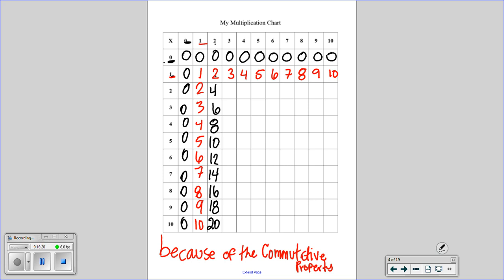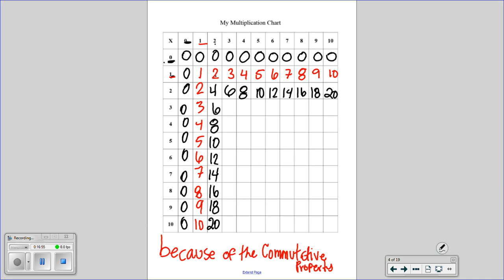No, I can't. The commutative property says I can go in any direction. I can flip-flop my factors, but my products won't change. So even if I do 2 times 3 this way, what's my product? 6. 2 times 4? 8. 2 times 5? 10. 2 times 6? 12. 2 times 7? 14. 2 times 8? 16. 2 times 9? 18. 2 times 10? 20.